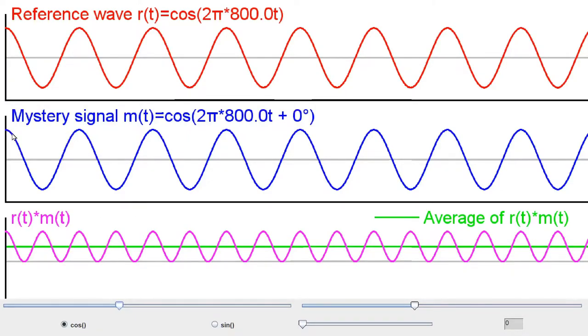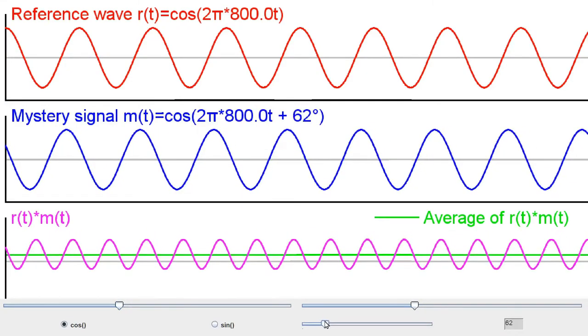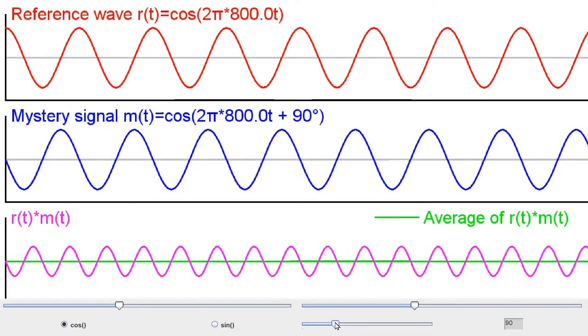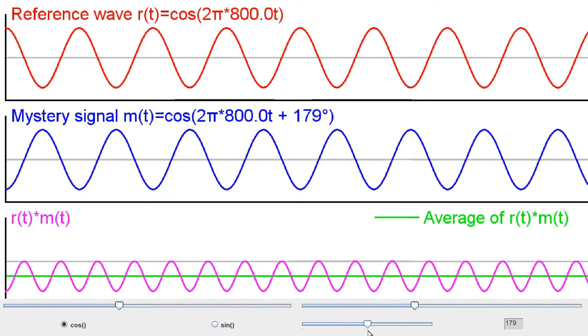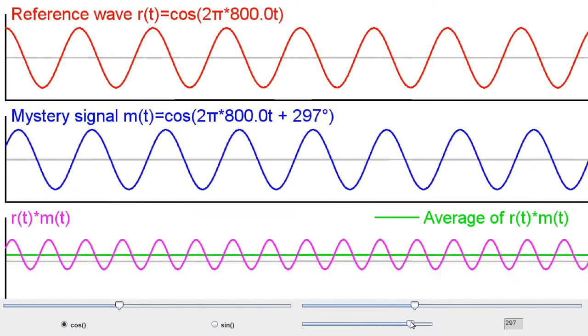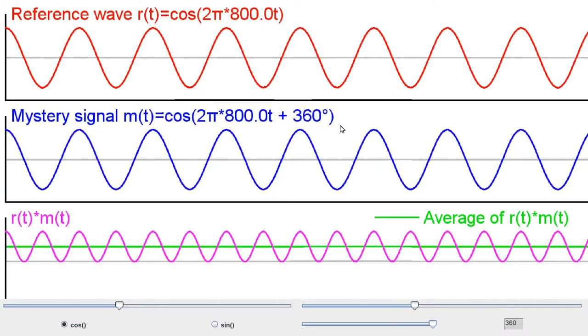Imagine that the mystery signal didn't start at the same instant in time as the reference. In other words, we could say it was phase shifted a bit. Look what happens to our average when we phase shift the mystery signal. The average starts going down, and in fact, when we're at 90 degrees out of phase, so these things no longer line up, our average is right at zero. If we continue to go further out of phase, our average at about 180 degrees is negative. And then as we continue to further move the phase, well, it goes to zero again and starts moving all the way up. And of course, 360 is the same as zero. So that's where we started.